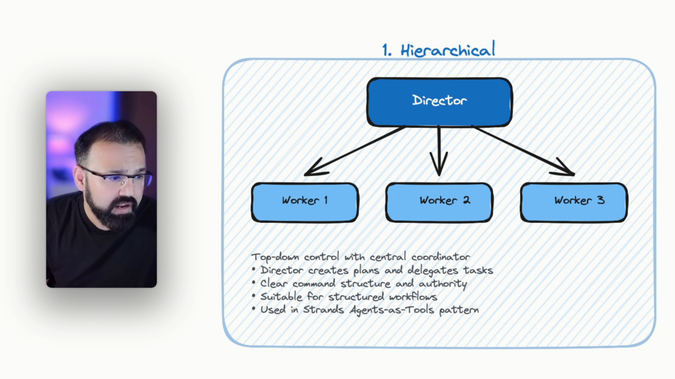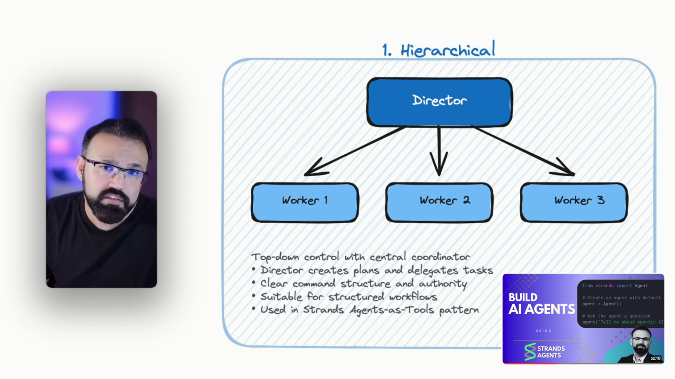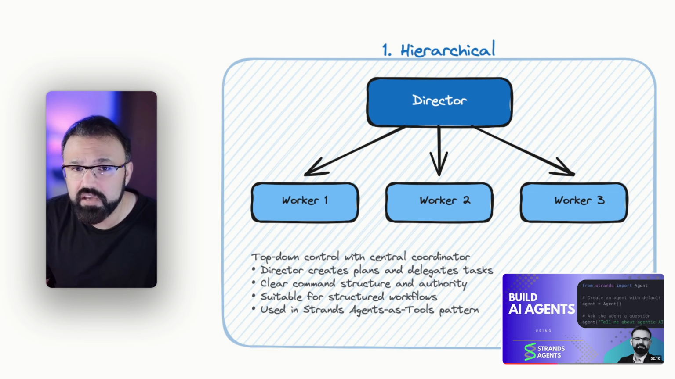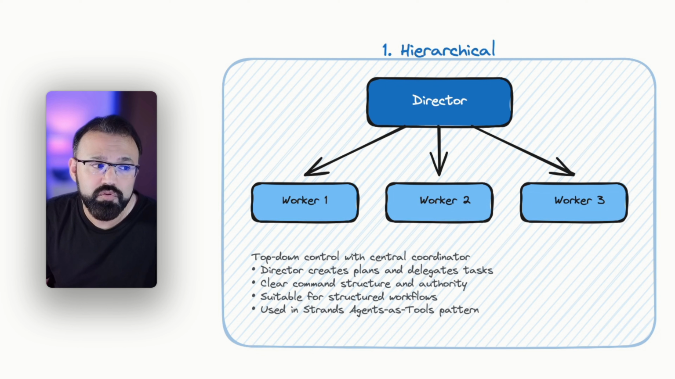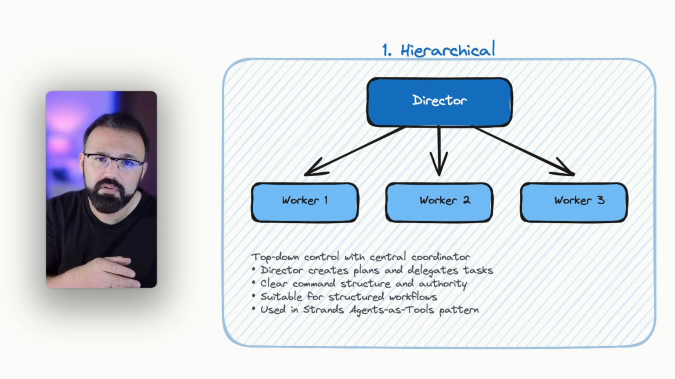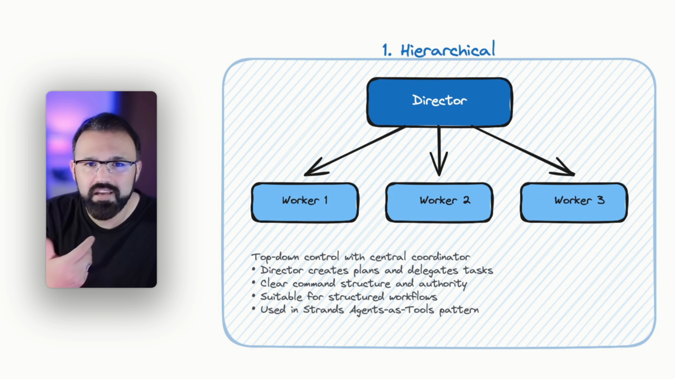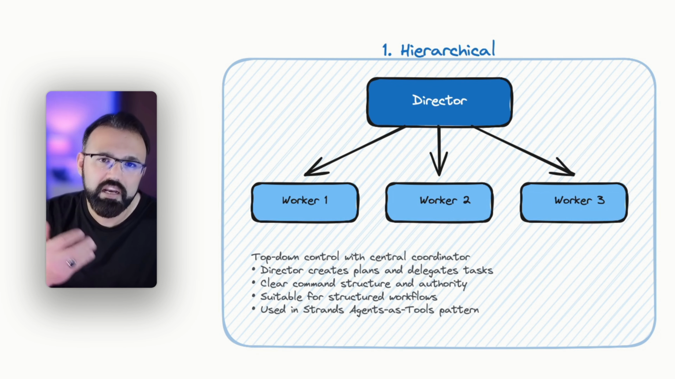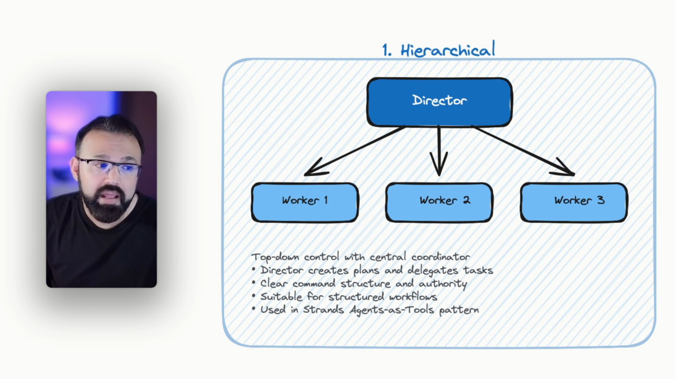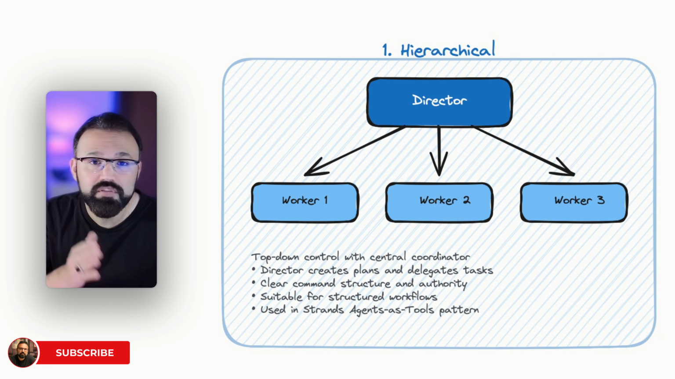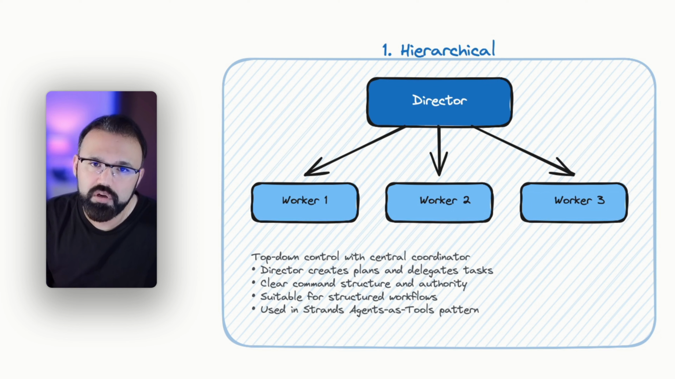Now, in Strands, we have already discussed this. This is a concept called agents as tools. You spin up an agent, which is the main agent, and you have these multiple agents which act as tools available to the director or the main agent. And there's no concept of sequential execution. The director decides when to call which worker based on the need of the request.